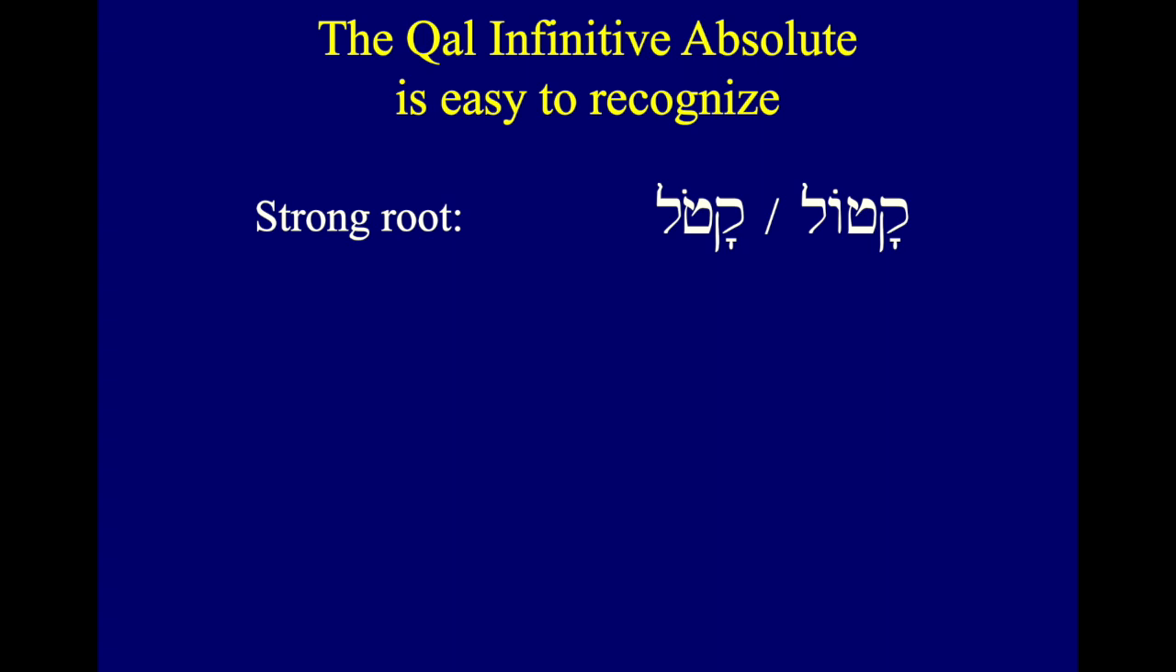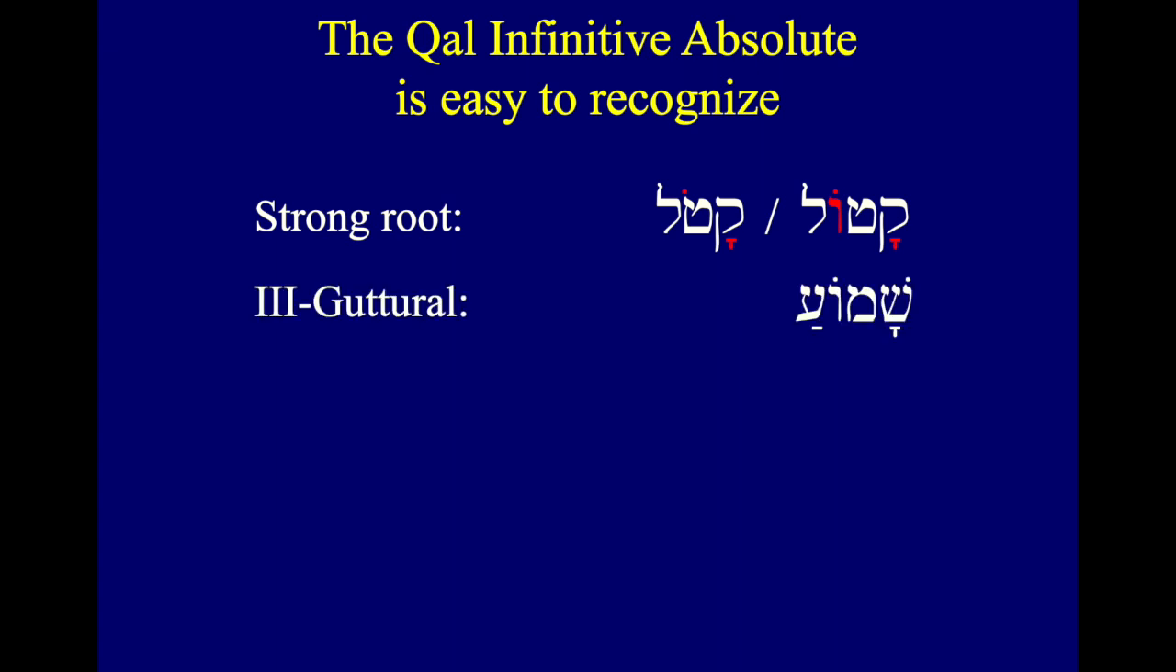So the Qal infinitive absolute. Here we're going to start with the absolute. It's pretty easy to recognize. It has a long A-class vowel under our first radical and this long O-class vowel between the second and third radical. Here's our strong root katal. Notice that we can have it be spelled fully or defectively. That's a terrible term, but it's what the grammarians use. Full meaning with the holem vav, defective meaning just a holem.